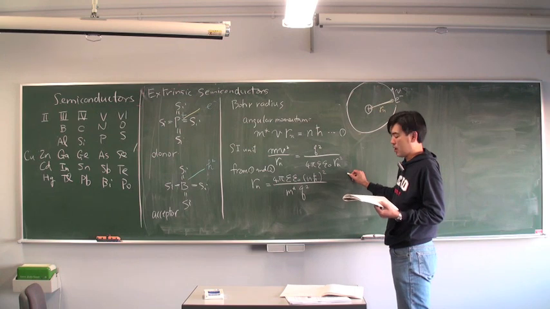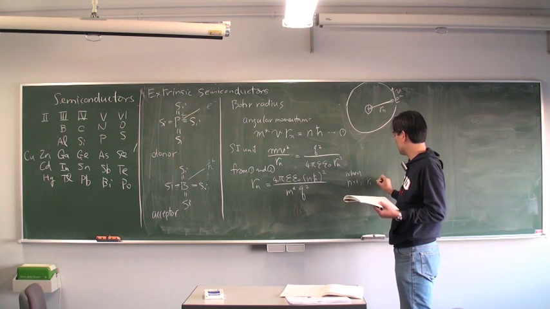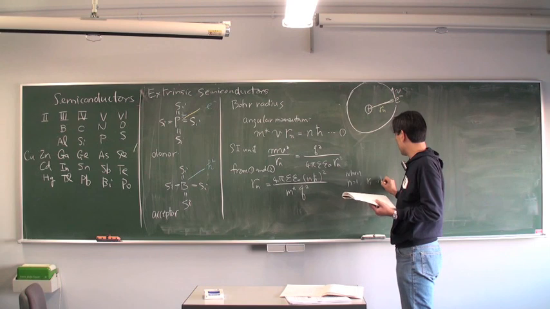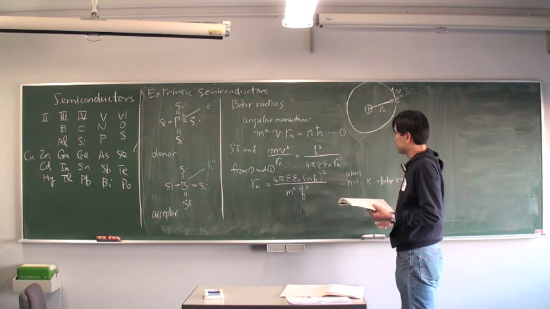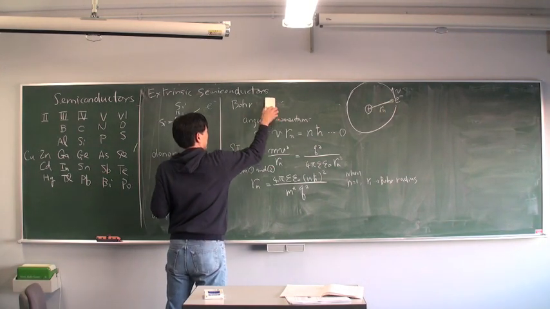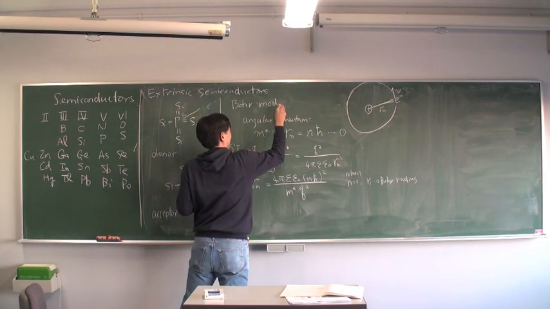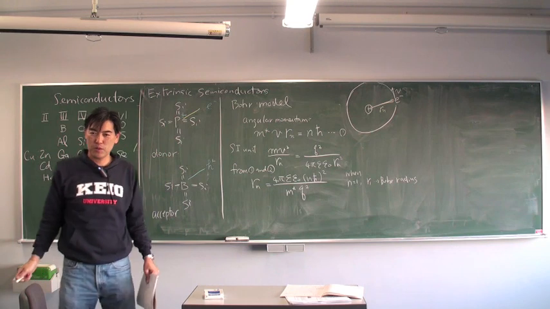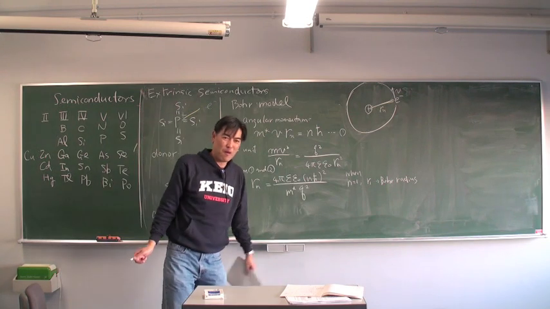And by the way, when n equals 1, R1 is called the Bohr radius. Now, finally, I realized that this should be the Bohr model. You may wonder why I suddenly call it radius. It's the Bohr model, and now here's the Bohr radius. Right?